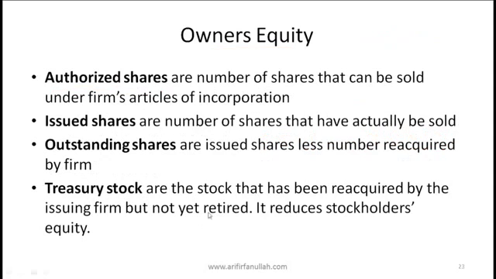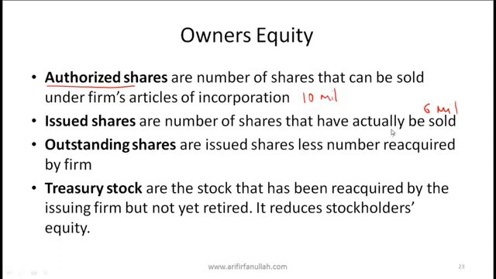Owner's equity, when we talk about different kinds of shares, you need to understand this. When you see authorized shares, these are the number of shares that can be sold under a firm's article of incorporation. So when a firm is incorporated, it might say that the number of authorized shares is 10 million. So these are the total number of shares that can be sold. Issued shares are the number of shares that have actually been sold or issued. So of the 10 million, let's say that the company has actually issued 6 million.